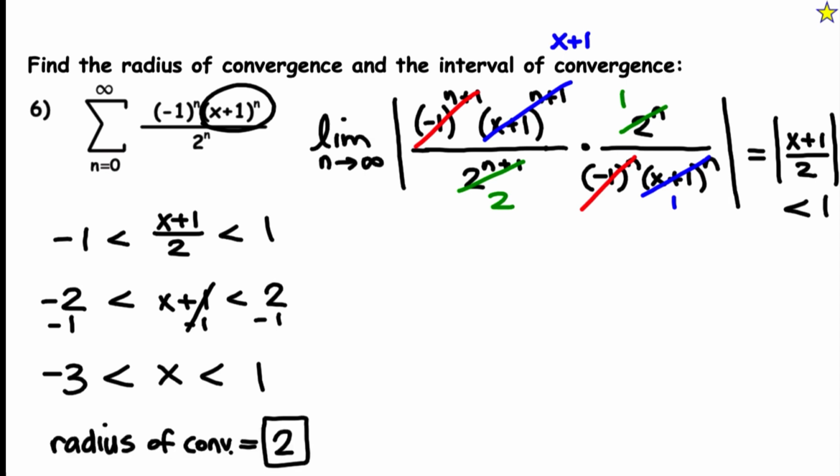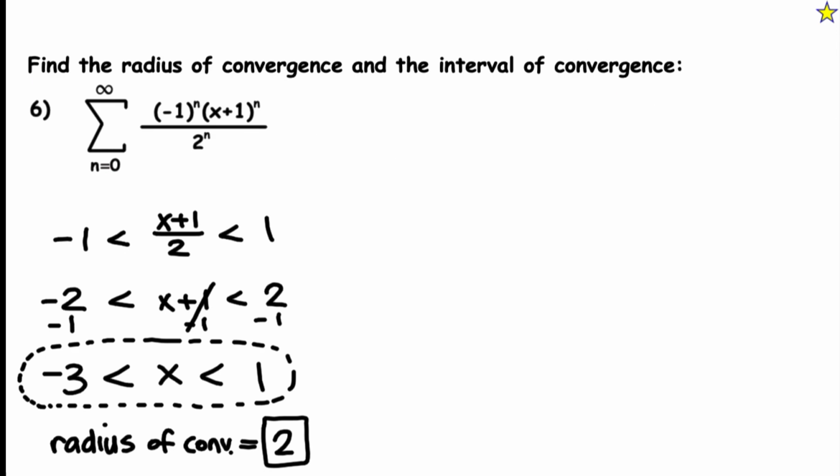Now I need to test the endpoints to get this unofficial answer right here and make it official, because right now that's the unofficial interval of convergence. It's going to have a -3 and a +1 in it, but it may not stay just less than. It might be equal to as well. All right, we're going to test the endpoints. Let's start with the +1. I feel positive. Let's put the +1 in right here and see what happens.